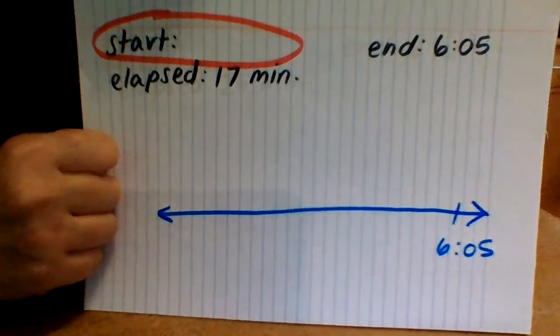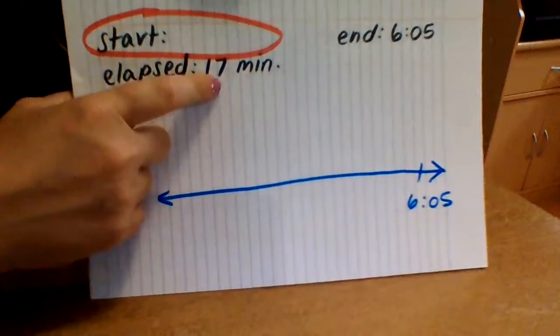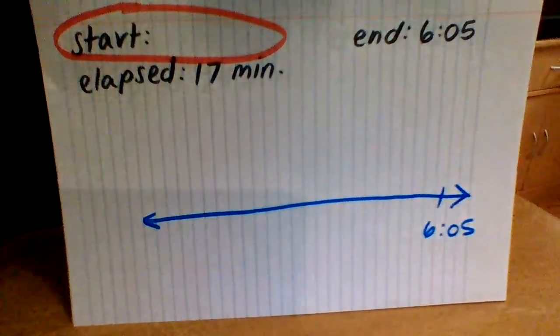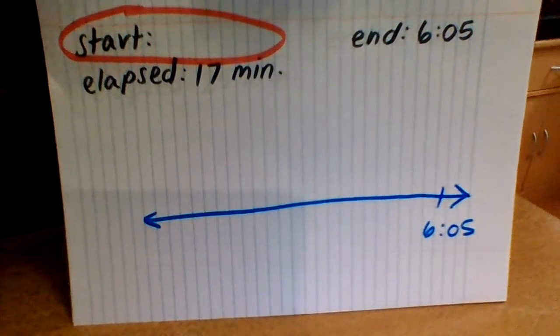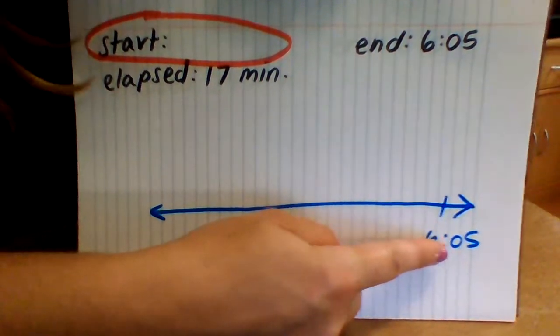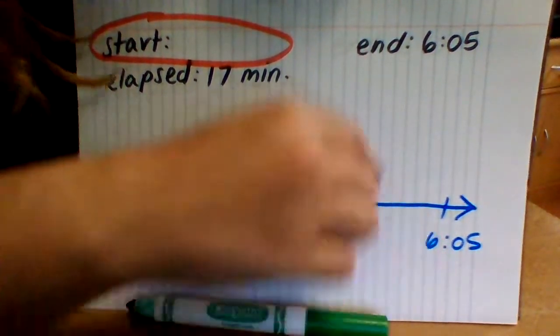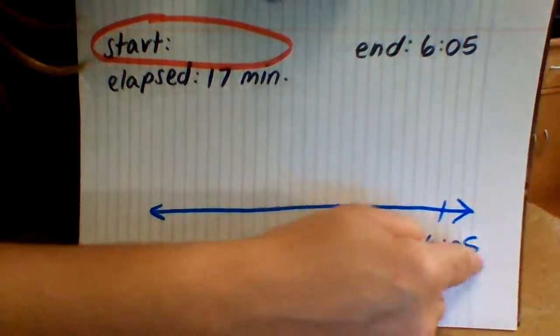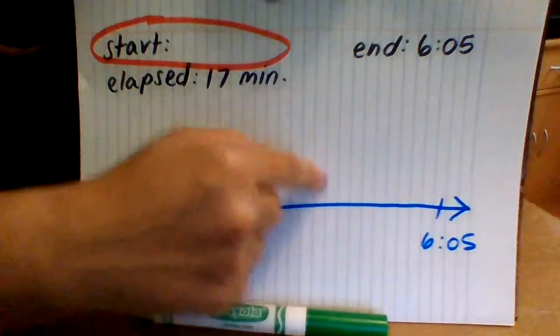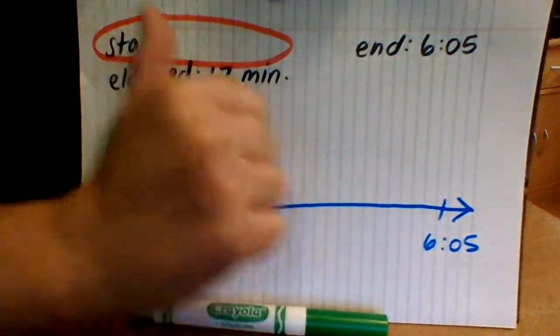Okay, so we're going to go ahead and find our elapsed time here. We're going to hop backwards 17 minutes. But do you already notice something a little bit tricky about this problem? Is it going to be possible to take 17 minutes away from 5? No. When you have an end time like this, where there's a really small number of minutes, you know you're going to end up going backwards to the previous hour.